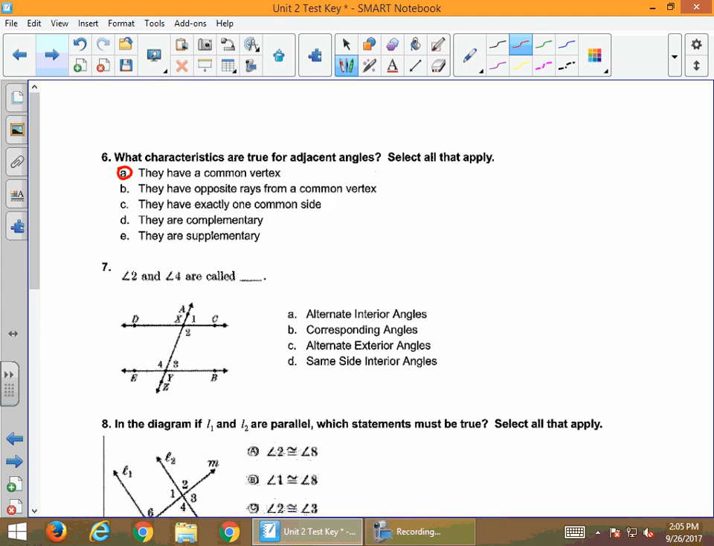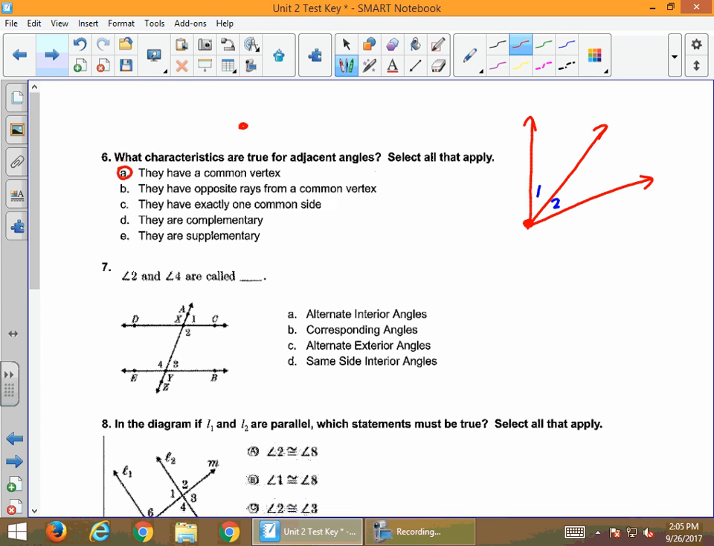Yes, they do. Let me draw a picture of some adjacent angles. So this angle and this angle, angles 1 and 2, are adjacent. They're side by side. Do they have a common vertex? Yes, they do. Right there is the common vertex. Do they have opposite rays from the common vertex? No, they don't. And let me explain why.